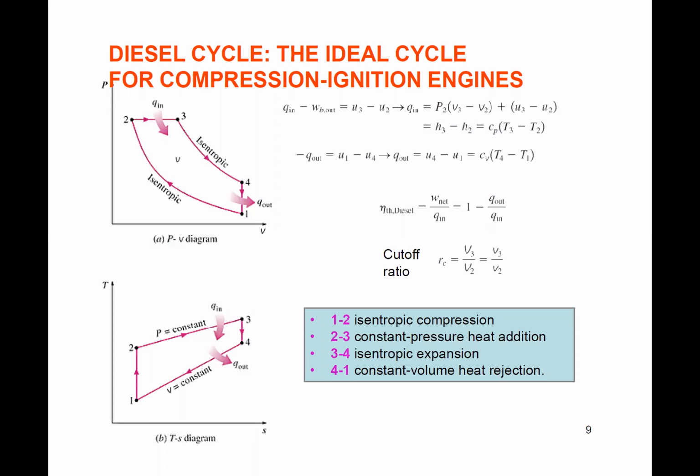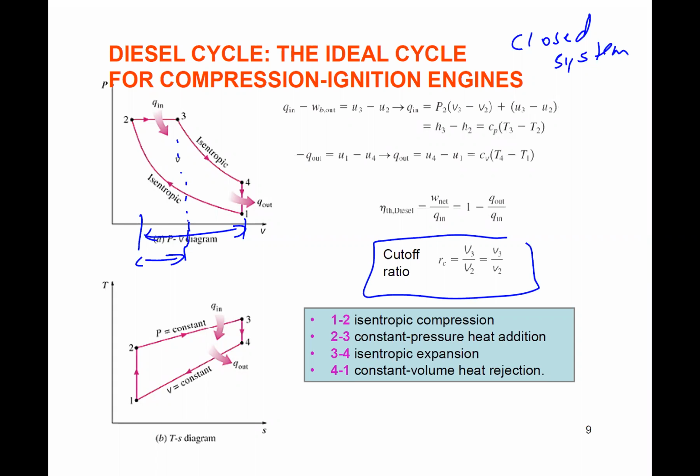Diesel cycle. So again, closed system. We have compression ratio to help us describe 1 to 2, but then we have a new state. State 3 is not at the top dead center, so that's where we have our cutoff ratio that describes where state 3 is.